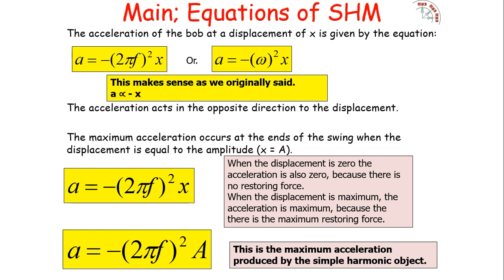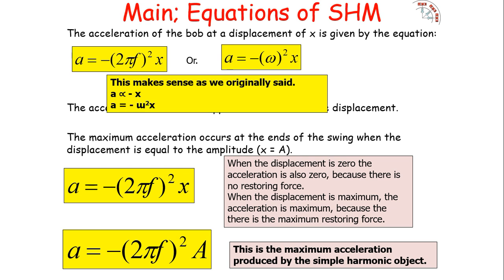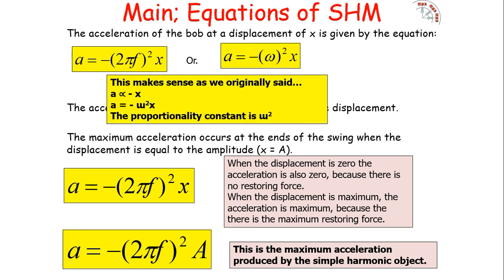Now, maximum acceleration occurs at the ends of the swing where the displacement is at a maximum, so it's at its amplitude, so x at that point equals A. So the maximum acceleration, which is experienced at the amplitude, and maximum displacement, is equal to minus omega squared, or minus (2 pi f) squared, A, where A is amplitude. So this makes sense. Our equation is a equals minus omega squared x, which shows you that a is directly proportional to minus x. So the proportionality constant in this particular example is omega squared.